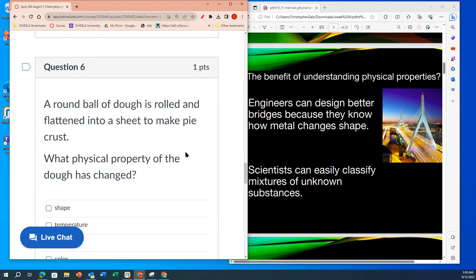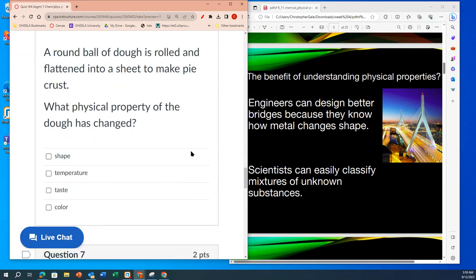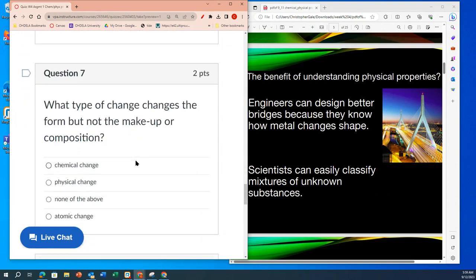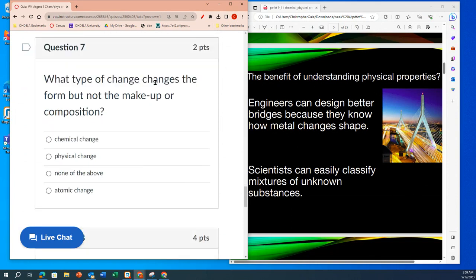Number 6, a round ball of dough is rolled and flattened into a sheet to make a pie crust. What is the physical property of dough that has changed? Its shape, right? We've basically changed the shape here. The type of change changes the form, but not the makeup or composition. Changes the form, but does not change its composition. That's a physical change.